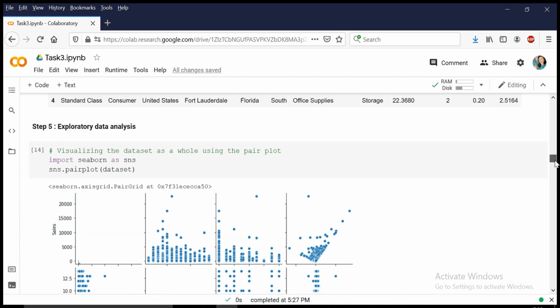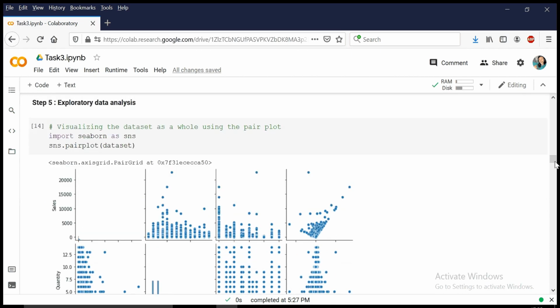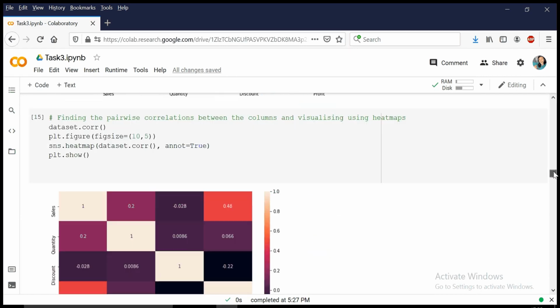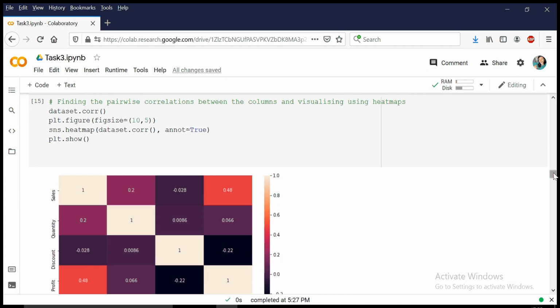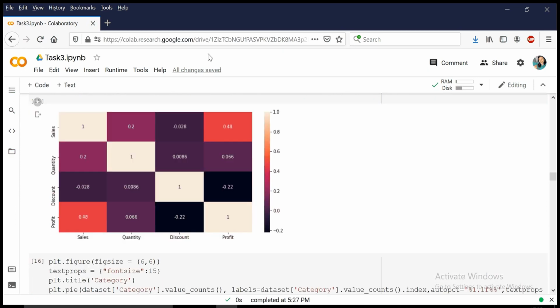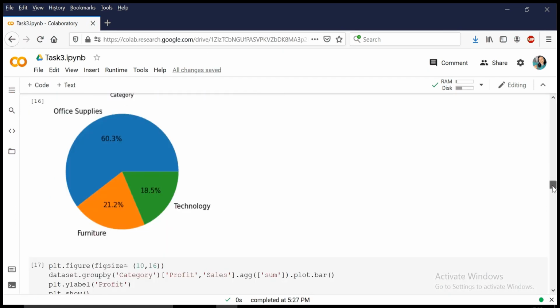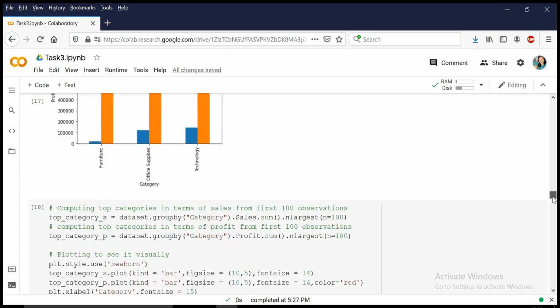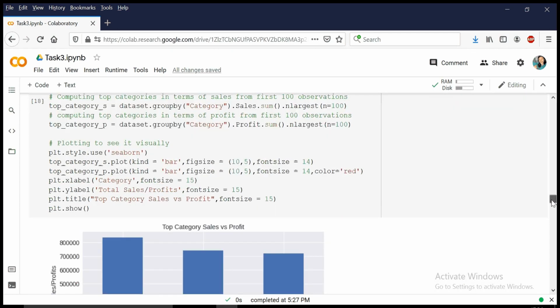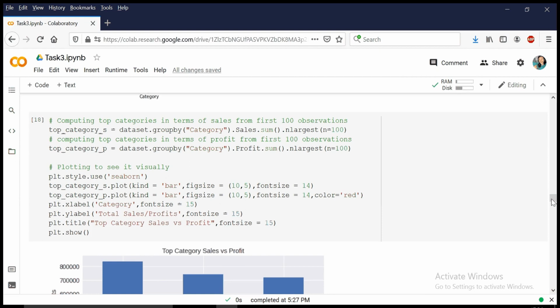Step number 5 is to explore the data analysis. So you can see here visualization of the graphs. Now we're going to find the pairwise correlation between the columns and visualize it using heat maps. So this is it. And now you can see I have computed the top categories in terms of sales from the first 100 observations.